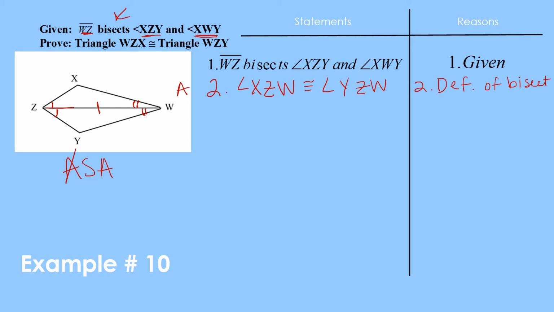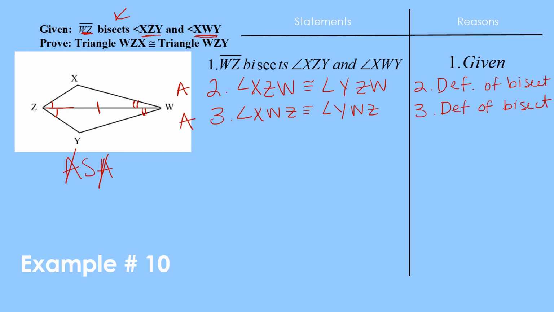The second marking I made, so step 3, would be the other set of angles I was able to determine were congruent. So angle XWZ is congruent to angle YWZ. And again, we were able to determine those were congruent because of the definition of bisect. We were told that ZW was bisecting that angle, so we were able to determine those two angles were congruent. So again, there's another A.